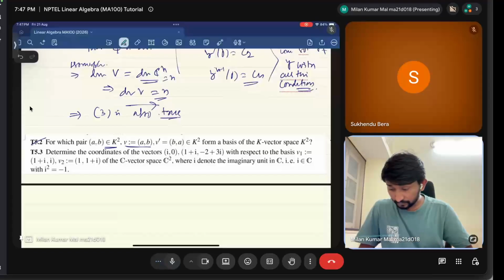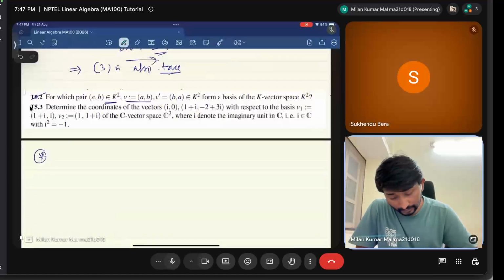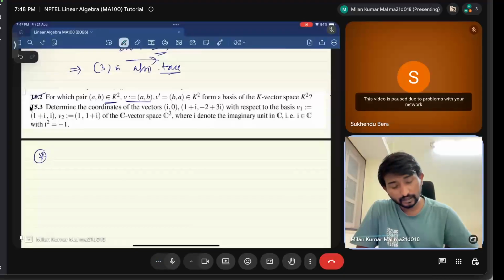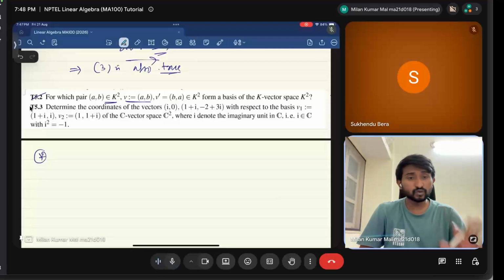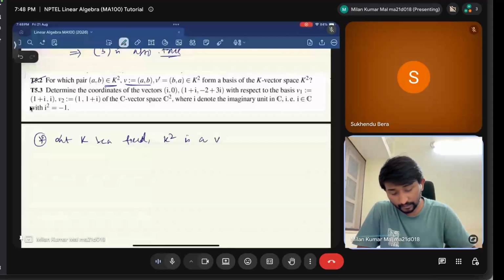Okay, so let K be a field, and K^2 is a vector space over the field K. In fact, it is always a two-dimensional vector space. Let's take v equals (A, B) and v' equals (B, A).